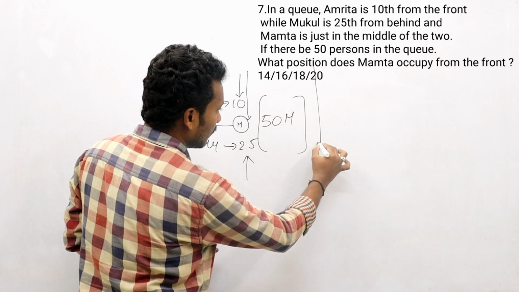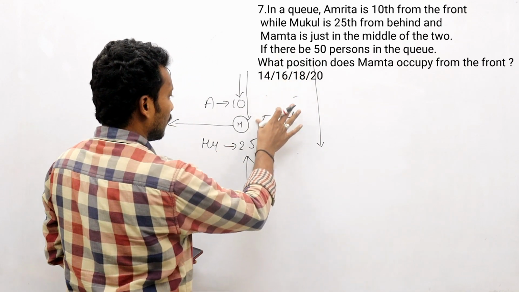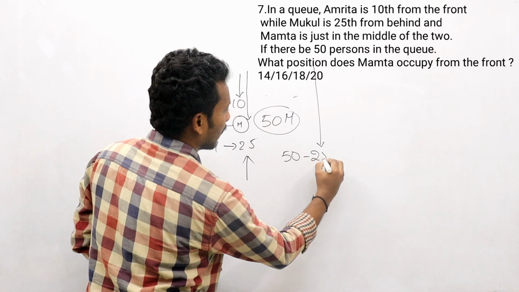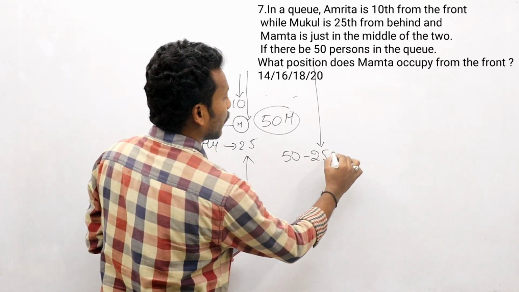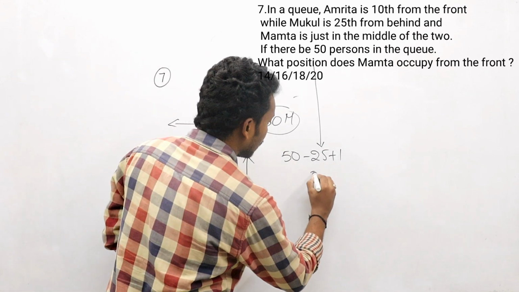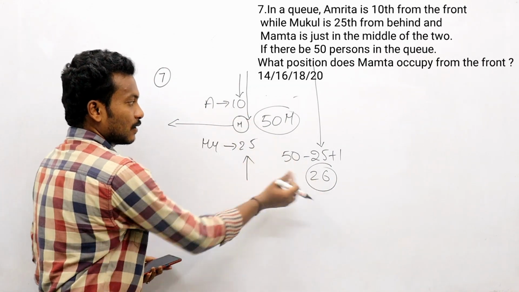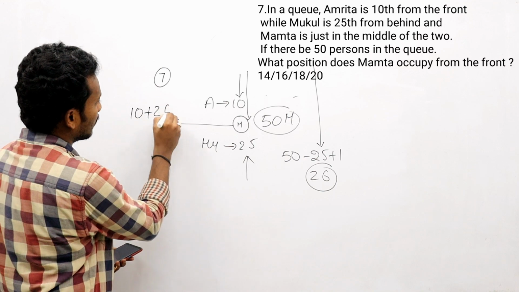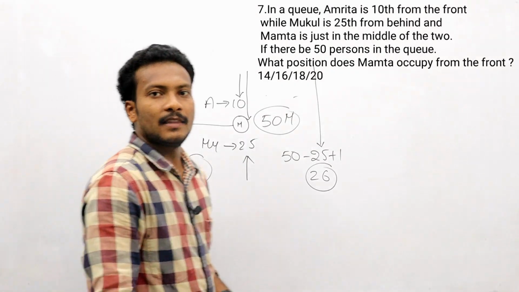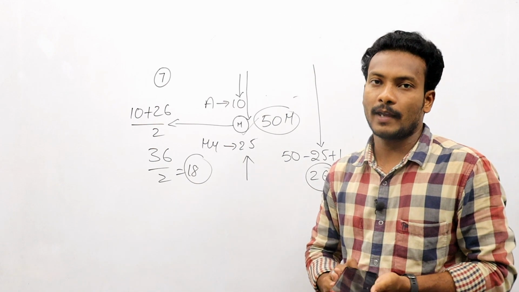We are also finding this person's position from the top. Totally we have 50 members. Now minus 25, from the opposite side we are finding a position. That's why we are taking 1. 50 minus 25 is 25, 25 plus 1, that is 26th position. Now here it is 10, here it is 26. That's why we are finding 10 plus 26, that is 36, by 2. What is the position? That is 18th position. Now the 18th position is occupied by Mamata. Okay, right?